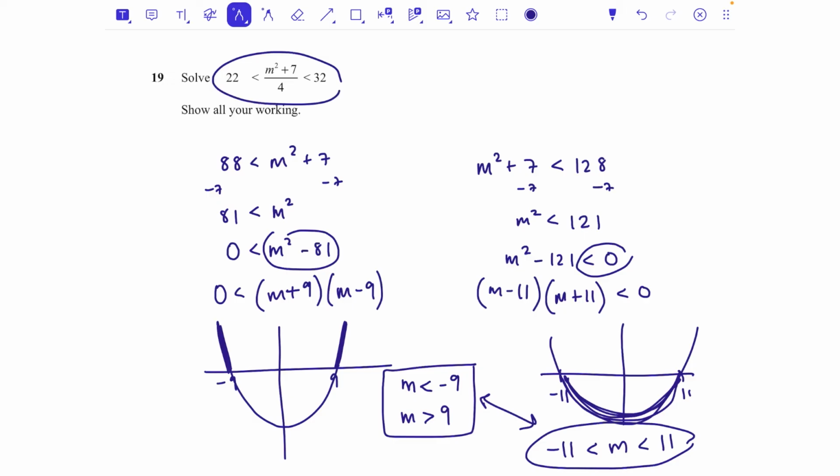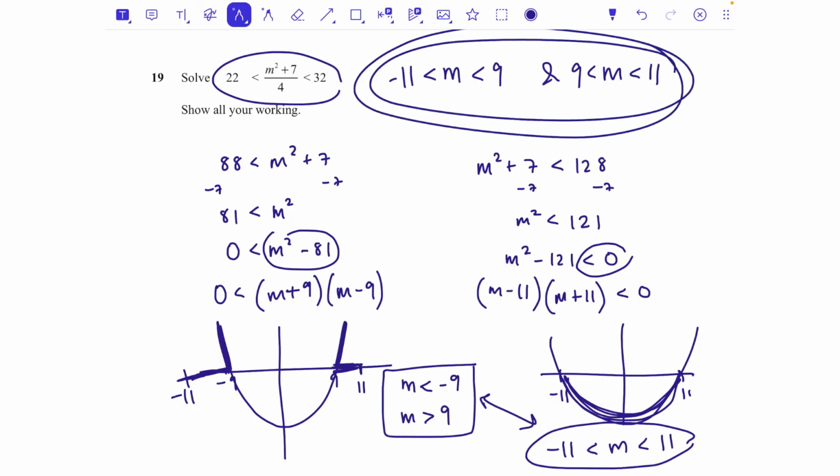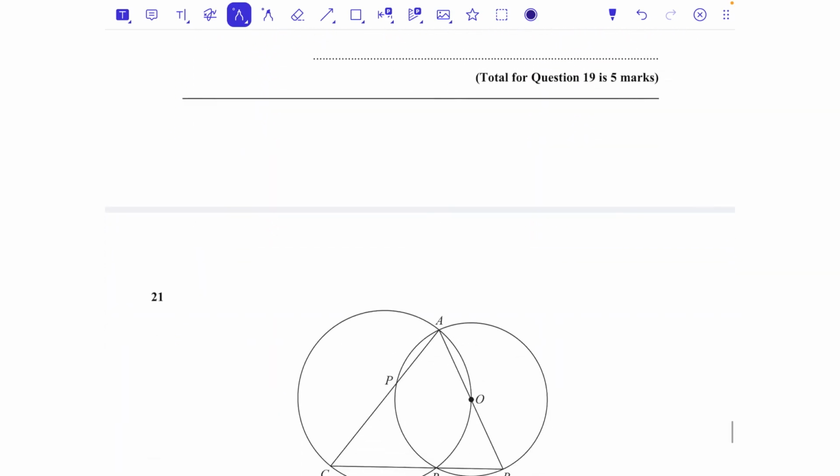So let's have a think about this. We want between 9 and 11 here, and between minus 9 and minus 11 here. That would satisfy both of them. So I'm going to say m is bigger than minus 11 and less than minus 9, and m is greater than 9 and less than 11. And that is my final answer for that one. Very, very tricky quadratic inequalities there.